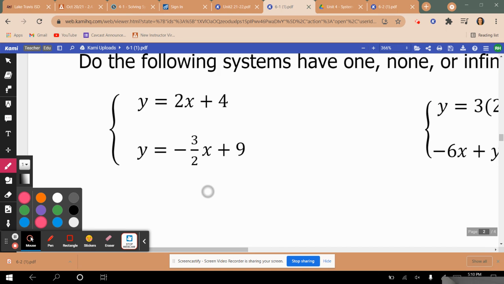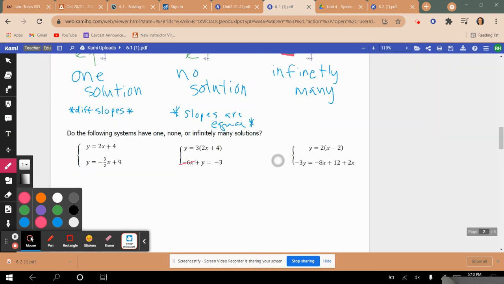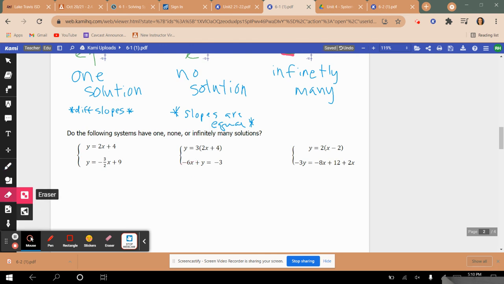The first thing I'm going to say is we are asking the question, do the following systems have one, none, or infinitely many solutions? So we just talked about the things that make it have one, none, or infinitely many solutions. So that's the slope and the y-intercept. We're trying to see if that equation is the same.